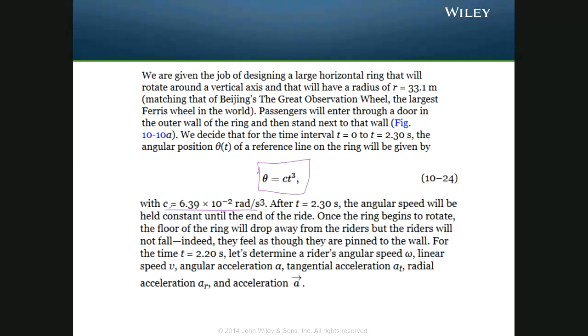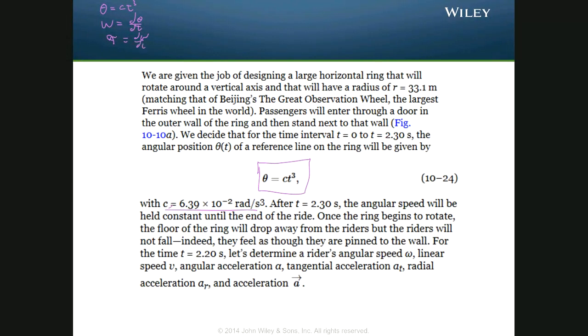So this one is not too bad. Remember what I said yesterday: if you have theta or you have x, you pretty much have everything, right? So we have theta equals ct to the third power. Remember that omega equals d theta dt, and alpha equals d omega dt.